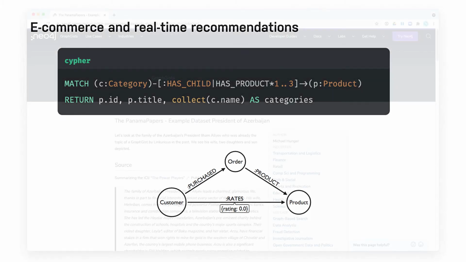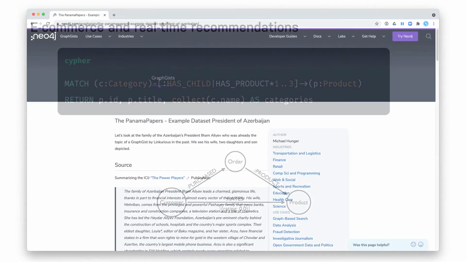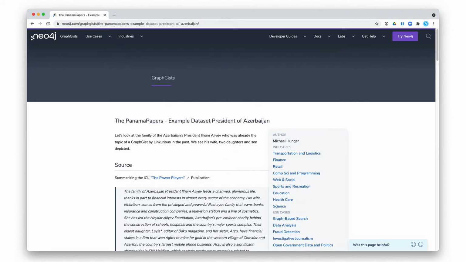The next use case we will look at is investigative journalism. The most prominent user of Neo4j for investigative journalism is the International Consortium of Investigative Journalists, ICIJ. One such graph that was created by the ICIJ was the Panama Papers.